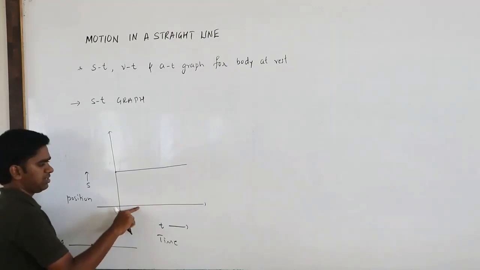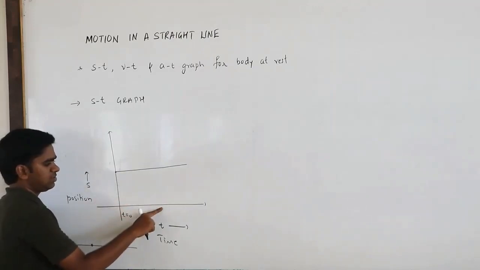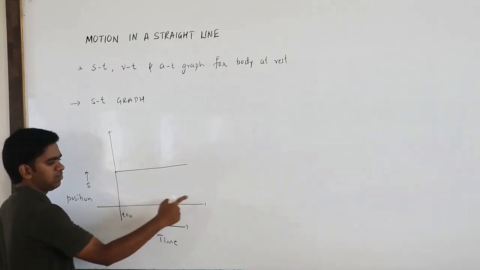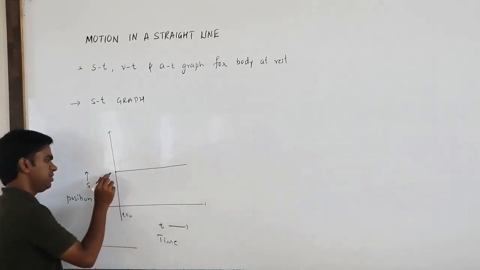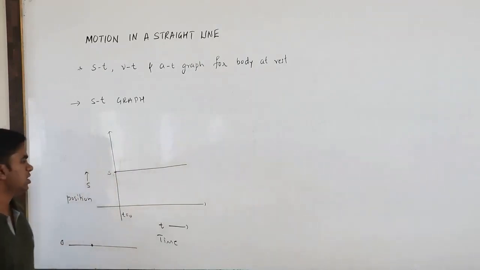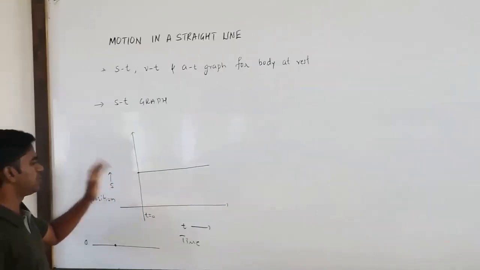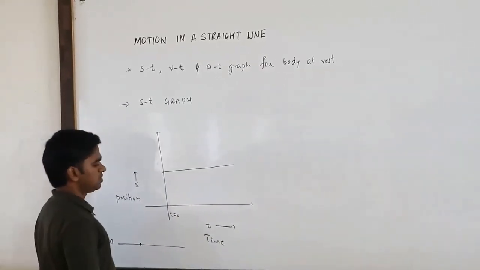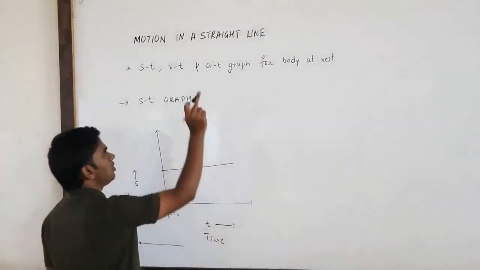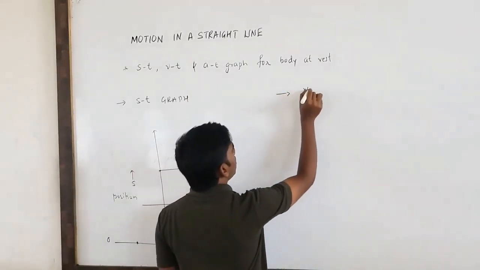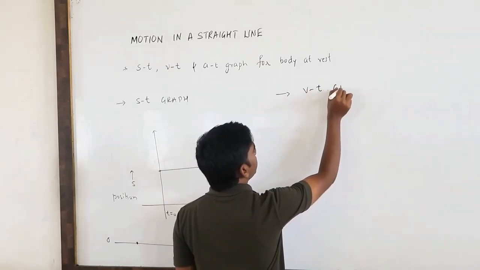When t is 1 second, the position is the same, and when t is 2 seconds, the position is the same. When t is some 4 seconds, the position is the same. That means this distance is not going to change. Okay. So maybe you can take some 10 meter or something. I have taken it as S1 also. Okay. So similarly, for the same body, if I draw the velocity time graph.